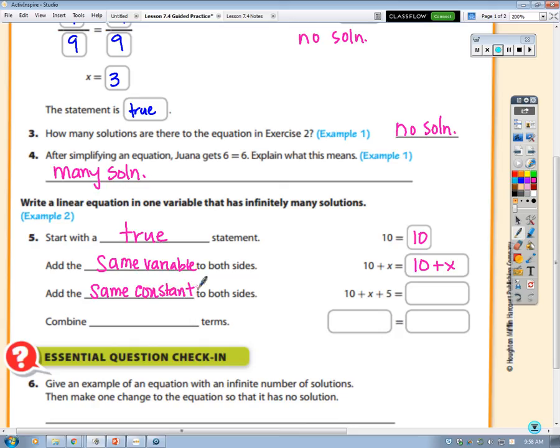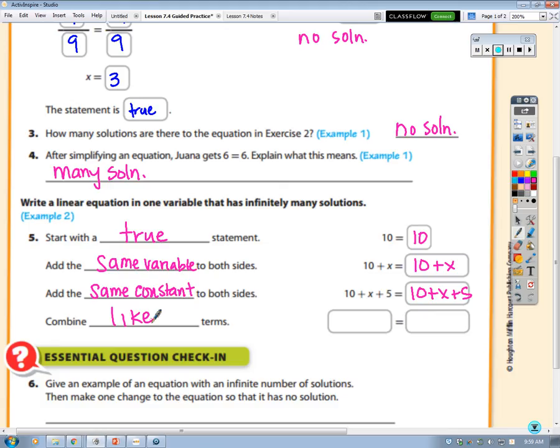Okay, so this side is going to look the same as this side, right? Still balanced. We have to keep it balanced because this is an equation that's supposed to have infinitely many solutions. Yes? Okay. And the last thing that we do is combine. Yeah. Combine like terms.